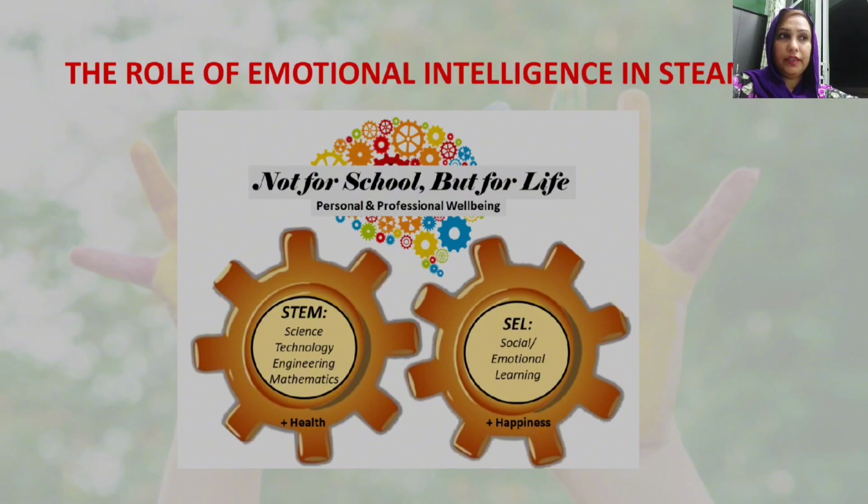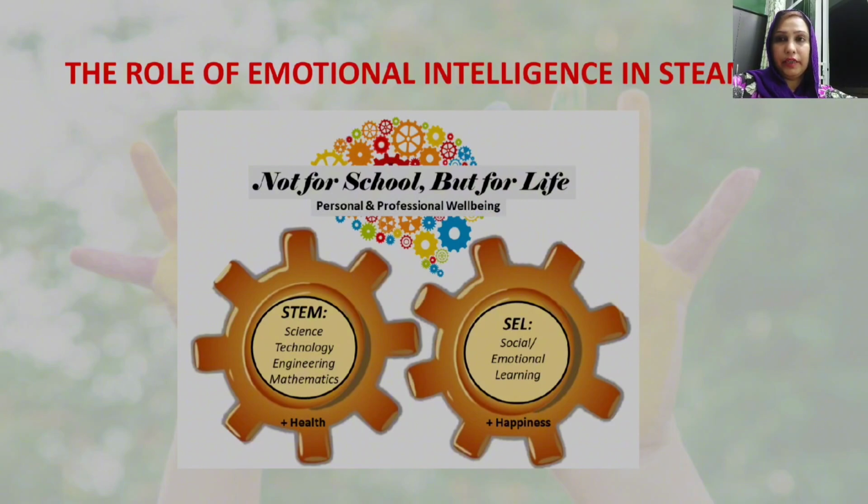The focus is quantitative, hard skills. Variations include media, medicine, environment, robotics and entrepreneurship. SEL stands for social and emotional learning: qualitative development, arts, communication and soft skills.